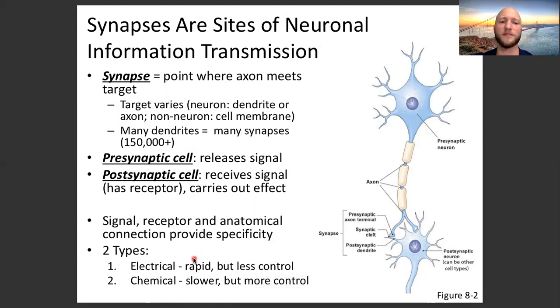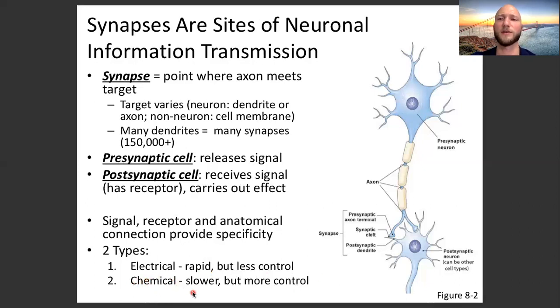But there's two types of synapses. There's electrical synapse. They're rapid, but you have less control. That's not what I've been talking about so far. And then there's chemical synapses, which are slower, but you have more control. And that is what I've been talking about so far. So all the synapses I've talked about so far have been chemical. They're the most common. They're slower, but you have more control. When people talk about synapse, this is what they're talking about.